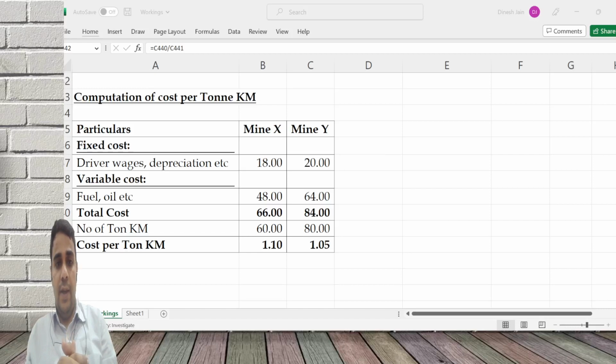Let me know if there are any doubts in this segment. With this, the operating costing questions will get over. If there are any doubts in this, please let me know. Any doubts?